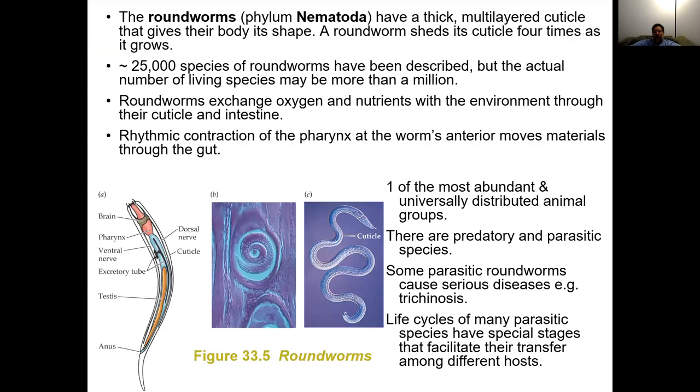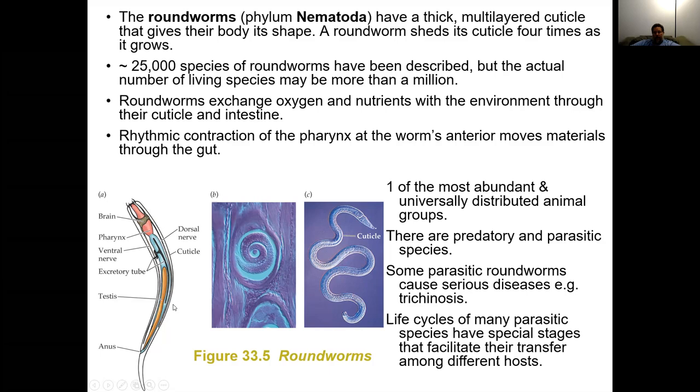So roundworms, again, have this thick, multi-layered cuticle that gives their body a shape. A roundworm sheds its cuticle four times as it grows. There's 25,000 species of roundworm that have been described, but the actual number of living species may be well over a million. Roundworms exchange oxygen and nutrients with the environment through their cuticle and intestines. They can take the oxygen directly in through their body. Rhythmic contractions of the pharynx at the worm's anterior move materials through their gut. So you can actually see it traveling through their gut.